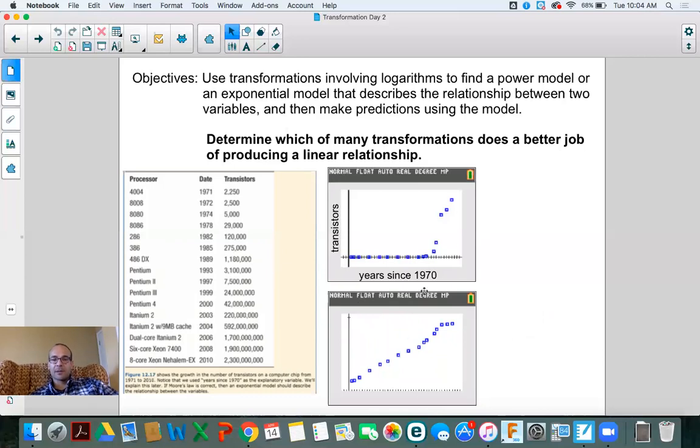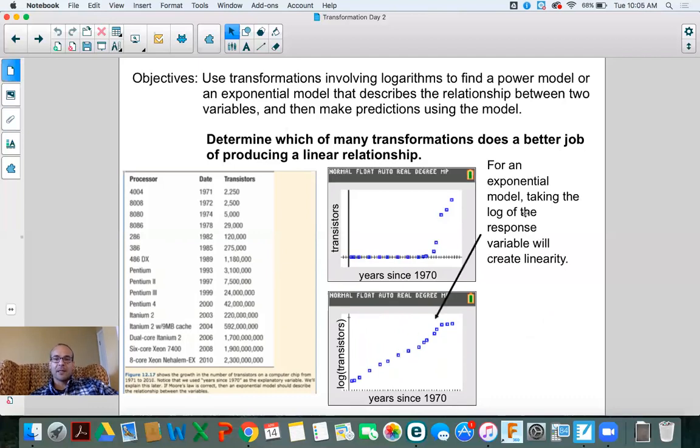From where it was to where it is now, that's pretty linear. So let's reveal what we did. In this transformation, we're actually going to leave the years since 1970 alone, and we'll take the log of just the response variable. That's what can straighten an exponential model. So again, if you knew this was an exponential model, now you have a tool for doing this.